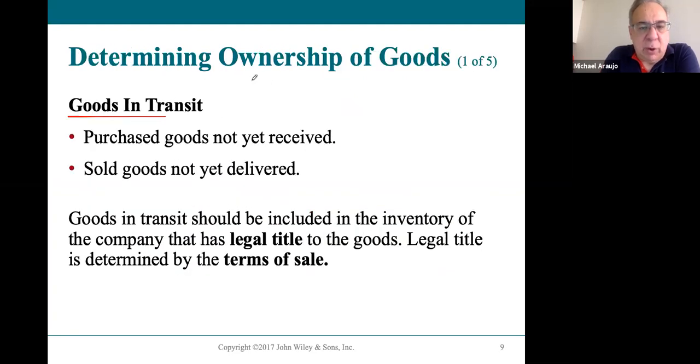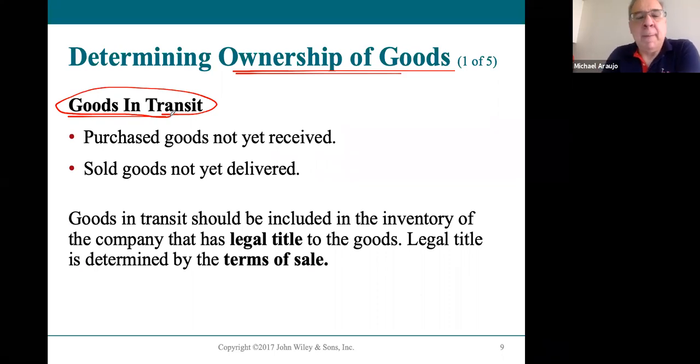We talked also about the ownership of goods and when that actually takes place, because some goods are actually in transit, which means you own them, but they haven't arrived to you yet. They're still in the process of being transported to you. Well, even if it's a good in transit, if you own it, it's got to be part of your inventory. Why? Because literally speaking, you have legal title to those goods if it was part of the bill of sale or the terms of sale.